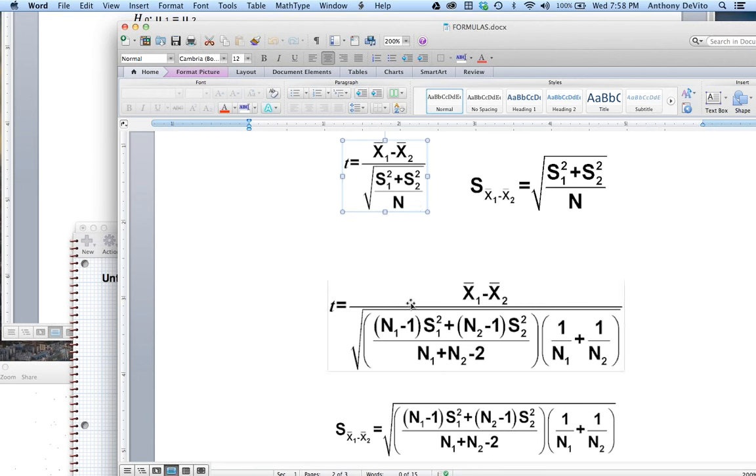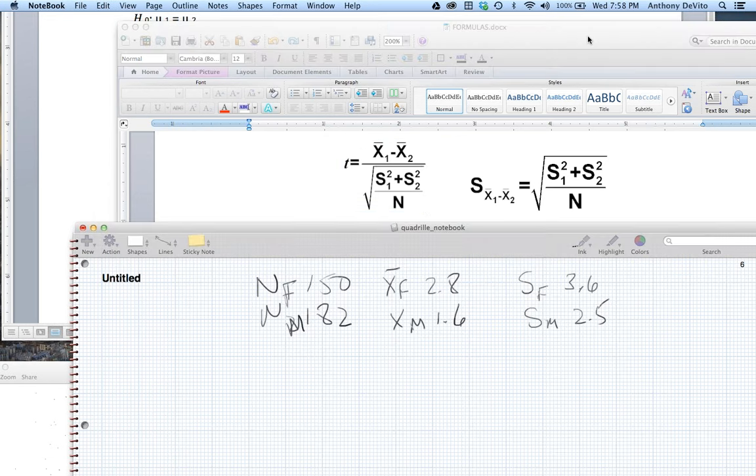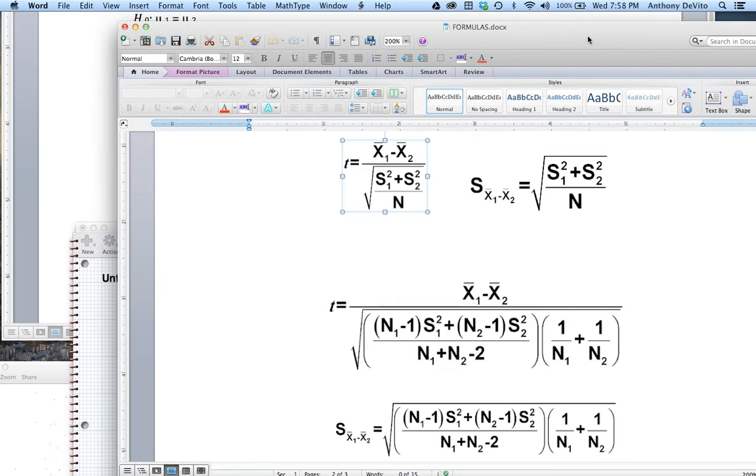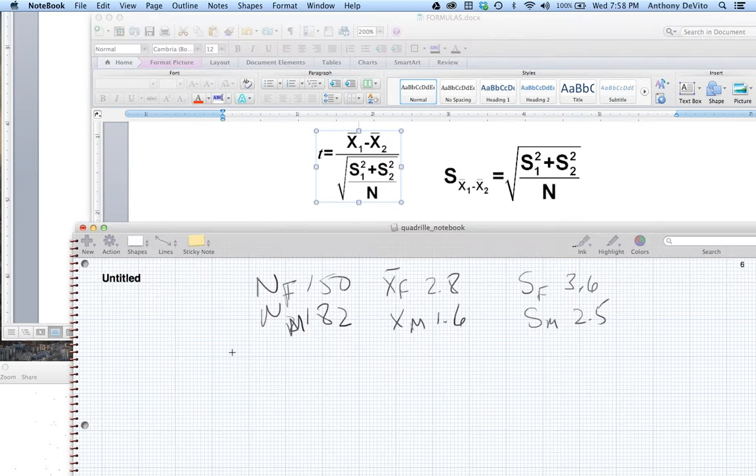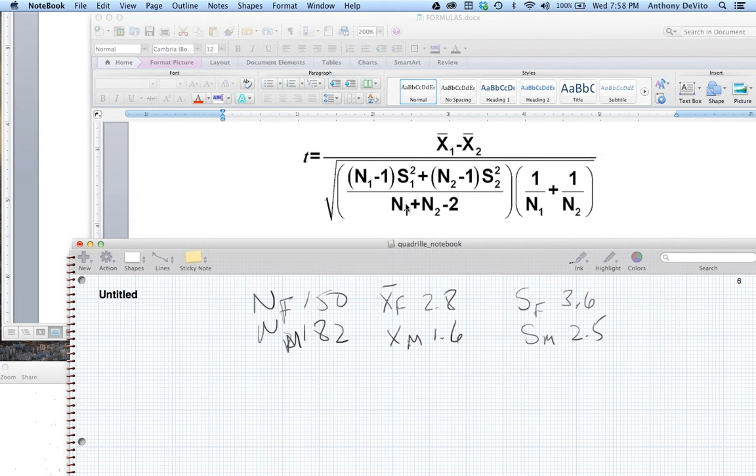Right. Okay, so at any rate, we're going to use this formula down here. Let me pull this up a little bit so we can see it better. So my t-score is going to be equal to x bar 1 minus x bar 2. 3.6 minus 2.5 is 1.1. That was easy.